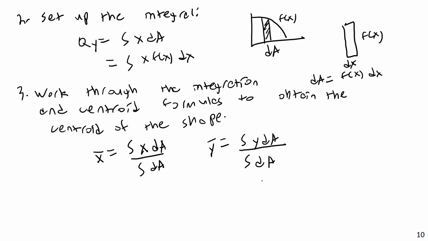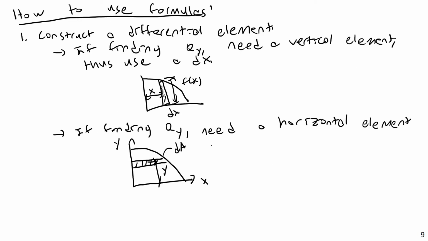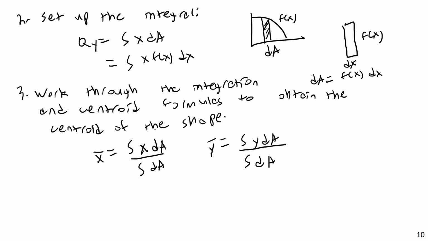And really, that's the basic method of finding centroids of simple shapes rather than composite areas. We'll get to composite areas in lecture 15. But this is really the basic idea. You have to set up your diagram first and construct a differential element. Next, you need to set up the integral. Then you need to work through the integration and centroid formulas to obtain the centroid of the shape. And then finally, report the x and y coordinates of the centroid.